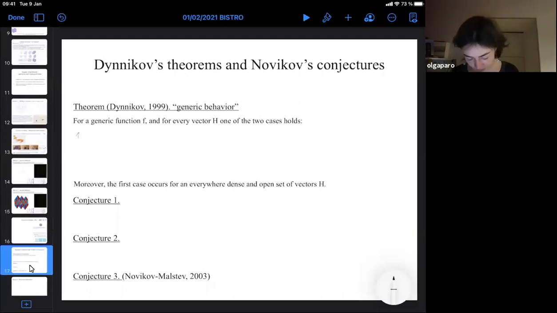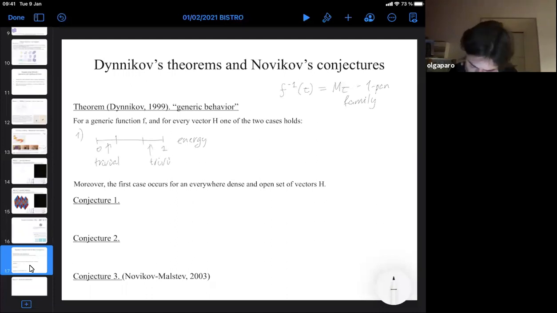So now we have f, so we still have an energy parameter to fix. Think about f minus 1 of tau, which are a one-parametric family of surfaces. And for any vector h, one of the 2 cases holds. The first case is the following. Let me draw a segment of energy. I can suppose it's 0, 1. For small energies, we will have trivial behavior. All the intersections will be periodic closed curves, for big enough energy as well. And there will be a closed segment for which the behavior will be integrable.